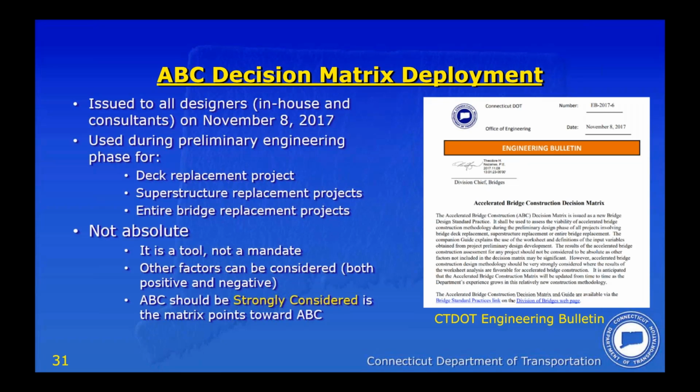I will note that the decisions on ABC are at our division chief level here, and that's basically mid-management here with the Department of Transportation. So I think what that conveys is the confidence that our upper management has in the decision making that we're all using here in evaluating ABC or conventional bridge construction alternatives for any given project. So that concludes this presentation.